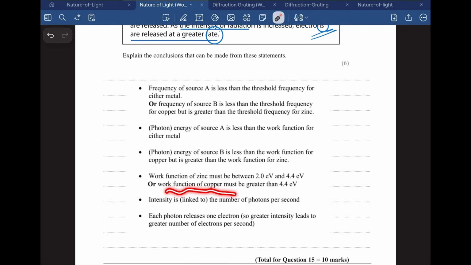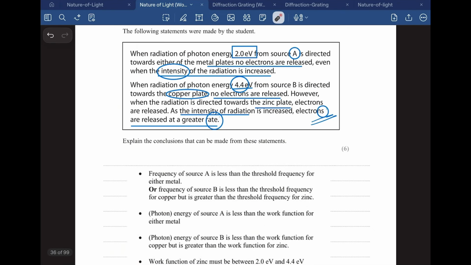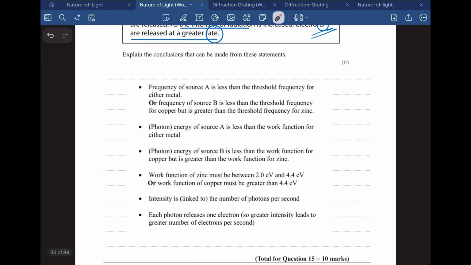And the work function of copper must be greater than 4.4 volt. As the work function of copper is greater than 4.4 electron volt, that's why the copper didn't release the electron upon the incidence of this 4.4 electron volt photon energy.